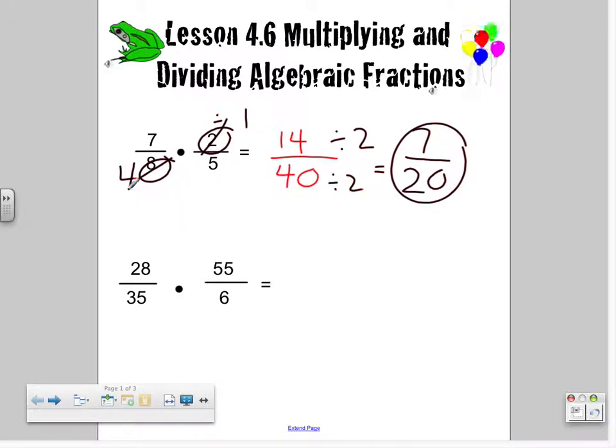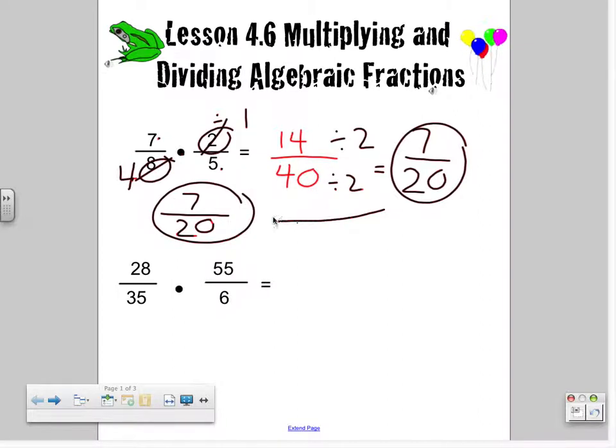Now I multiply whatever's left. 7 times 1 is 7. 4 times 5 is 20. And I get the same result that I got originally. So it's two ways to do the same problem. Sometimes it's easier and sometimes it's not. But you'll see in the next situation that it actually is a lot easier.